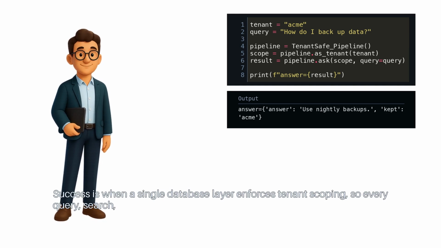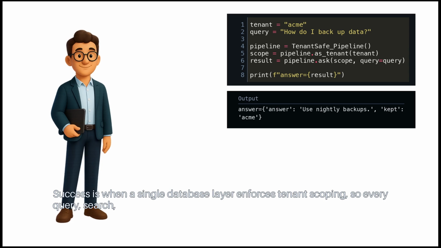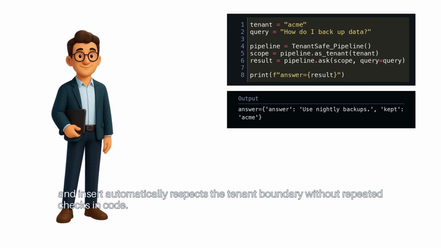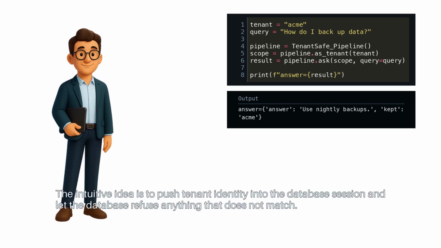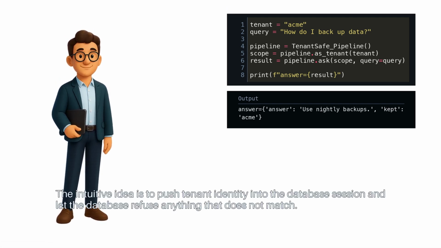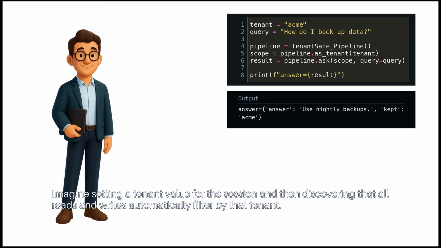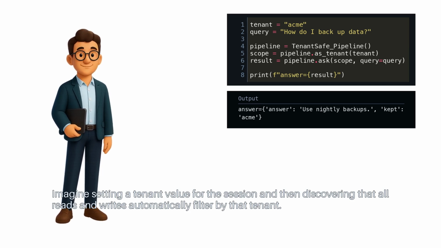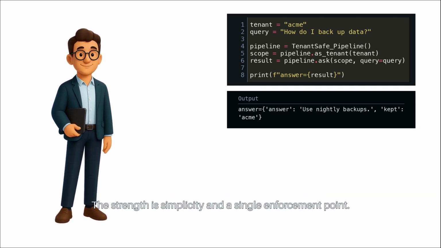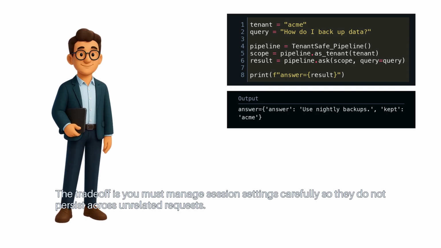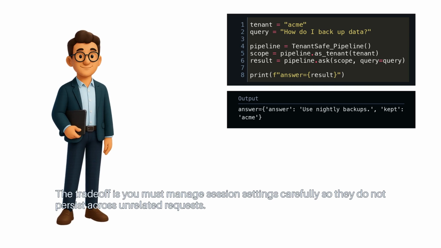Success is when a single database layer enforces tenant scoping, so every query, search, and insert automatically respects the tenant boundary without repeated checks in code. The intuitive idea is to push tenant identity into the database session and let the database refuse anything that does not match. Imagine setting a tenant value for the session and then discovering that all reads and writes automatically filter by that tenant. The strength is simplicity and a single enforcement point. The trade-off is you must manage session settings carefully so they do not persist across unrelated requests.